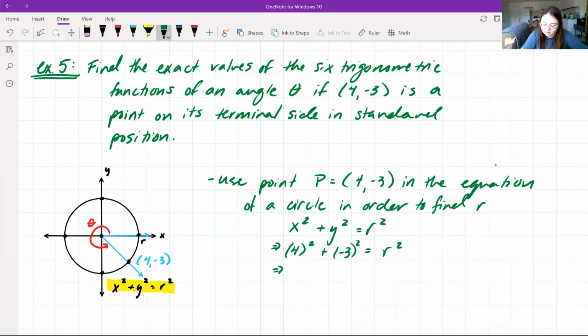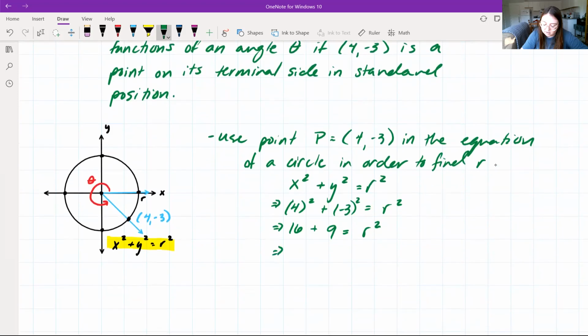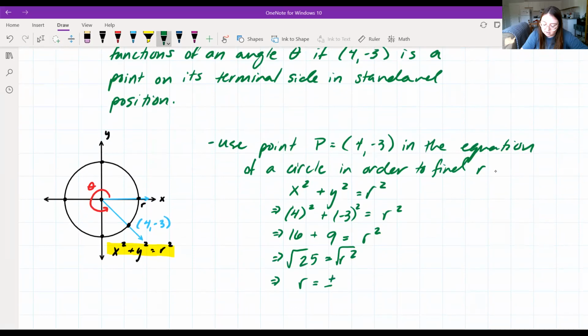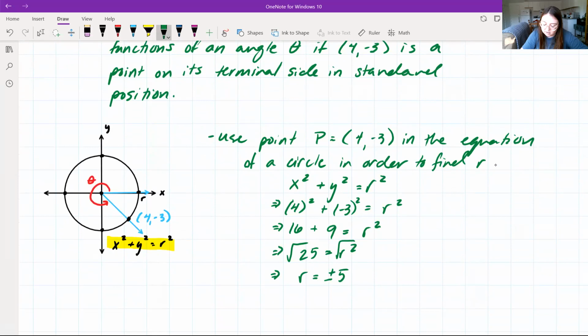4 squared is going to be 16. -3 squared is going to be 9. 16 plus 9 is equal to 25, which is equal to r squared. So we'll take the square root of both sides to get that r is equal to 5. And normally we would say it's equal to the positive and negative versions of 5. Since we're thinking about a radius, it wouldn't make sense to have -5. So it has to be +5, or we just write 5. So our radius is going to be +5.